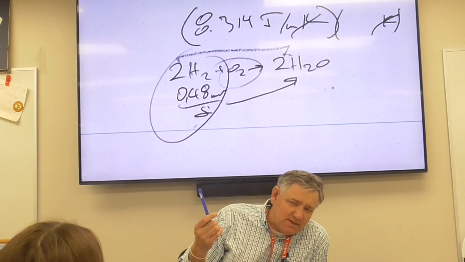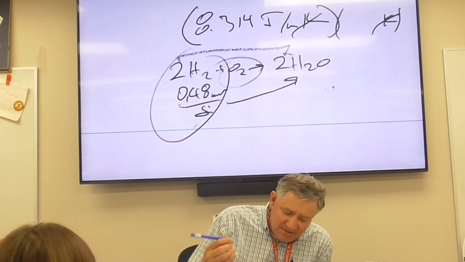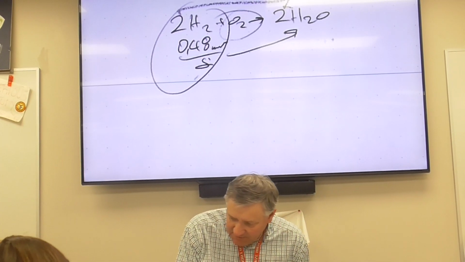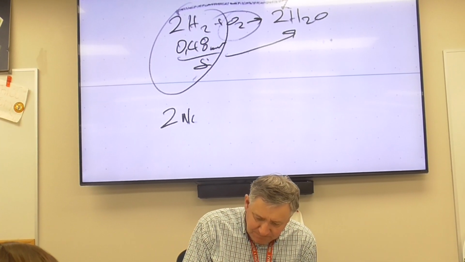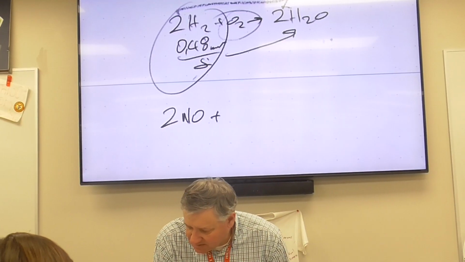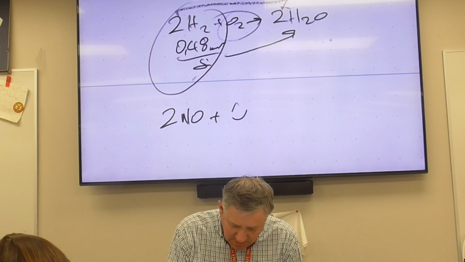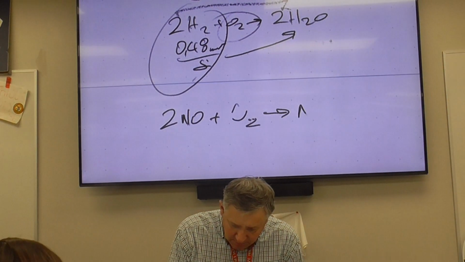Now, when you get to B, B is a different reaction. So you've got 2NO plus O2 yielding 2NO2.